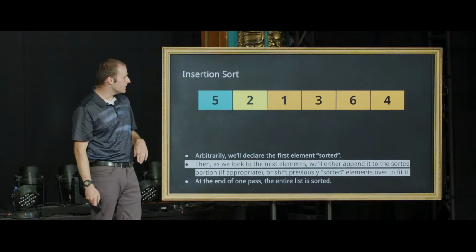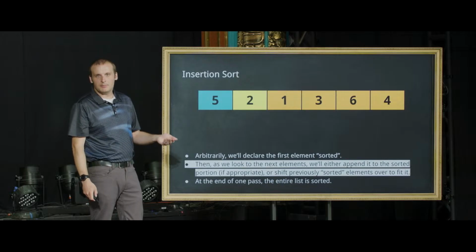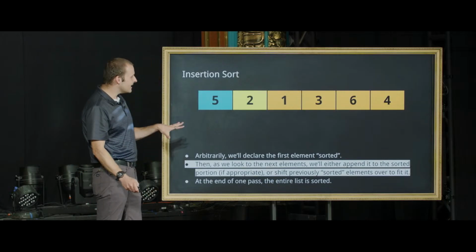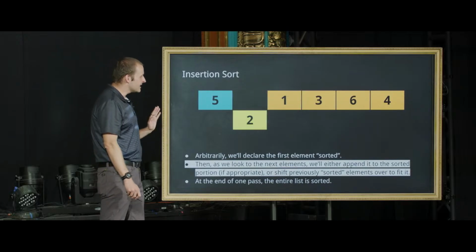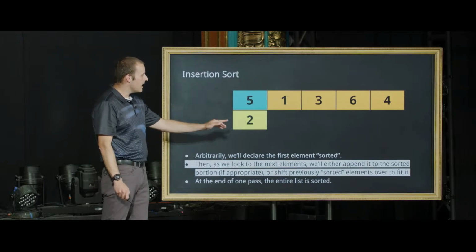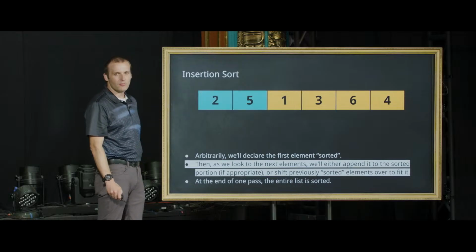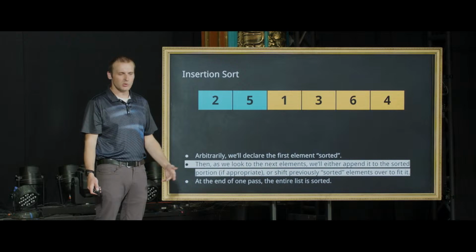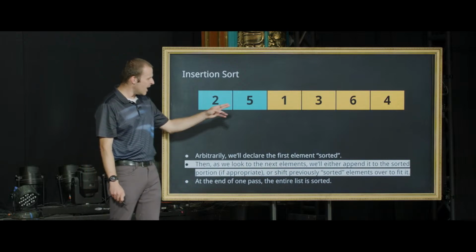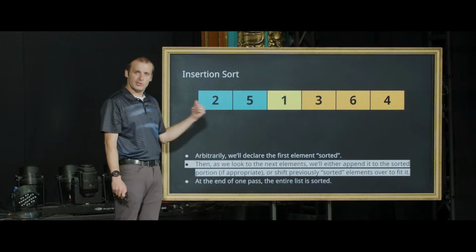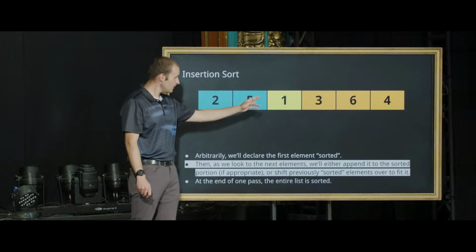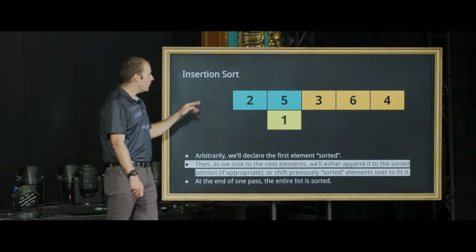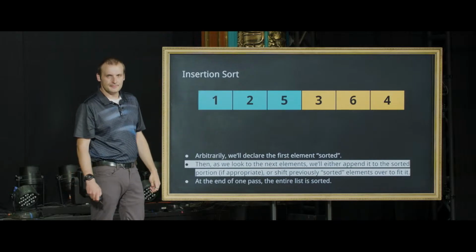So now we're going to look at the 2. 2 is clearly before 5. It's supposed to be there to the left. So what we're going to do is set it aside temporarily. We're going to slide 5 over, and then we're going to pull the 2 back to where the 5 was. And now this portion in blue has been sorted. OK, now we look at 1. 1 clearly also belongs to the left here. So we'll pull that out. We'll push these 2 over, and we'll pull the 1 back into the starting position.